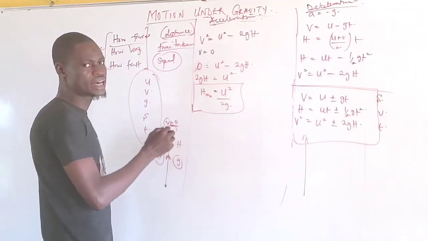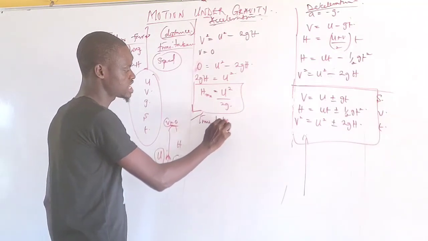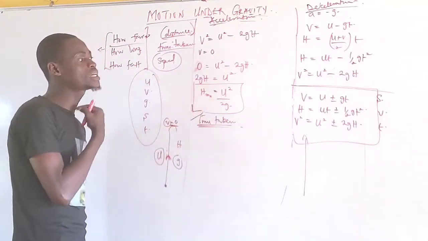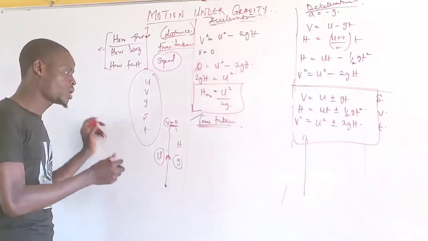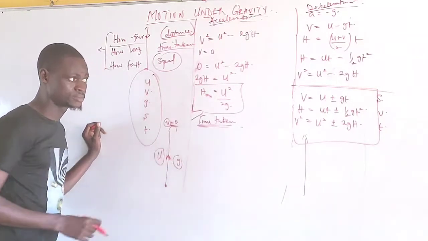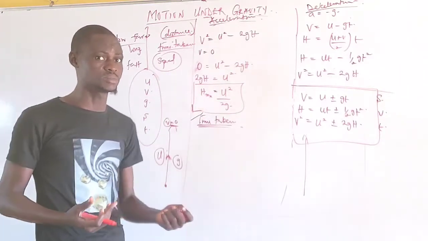The second thing that you can ask to find is the time taken to reach the maximum height. Time taken to reach that height here. How do we get the time taken? Now they are asking about the time taken. I'm not concerned about the height here. We only need to find at what time the body will reach that maximum height.